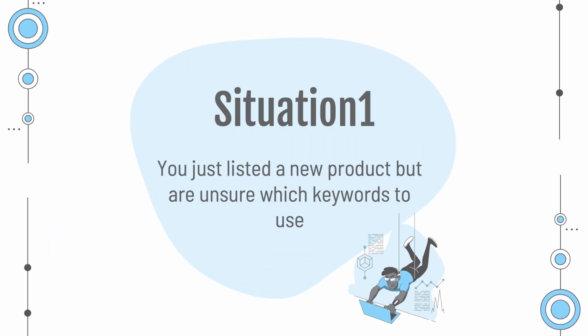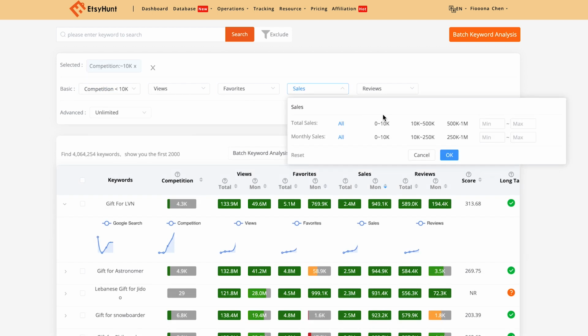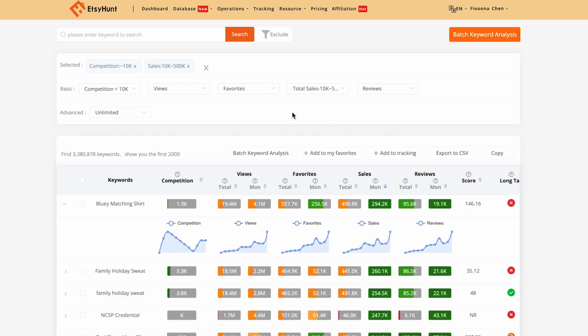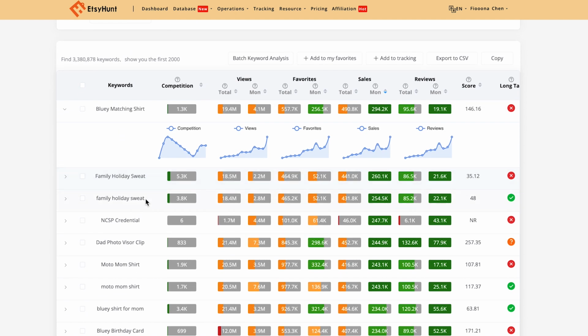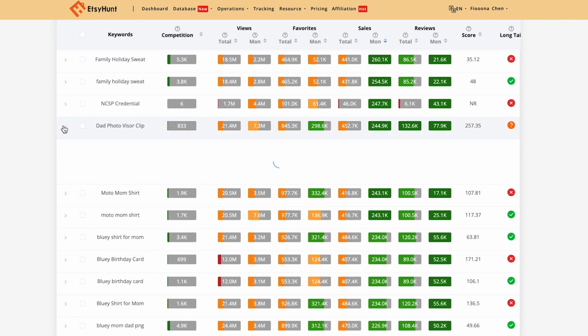Next, let's see how to use this powerful tool. If you are a seller in the home and living category, and have just listed a new product but are unsure which keywords to use, there are 2 ways to find suitable keywords. The first way is to filter for high sales, low competition keywords in the keyword database. For example, I have filtered for keywords with low competition 0 to 10K and high total sales 10K to 500K. The resulting keyword list can be browsed to understand the meanings, various data points, and trends. You can choose some of these keywords to use in your product listings to improve conversion rates.